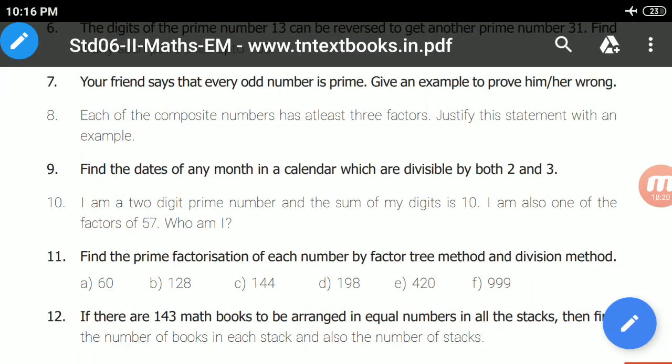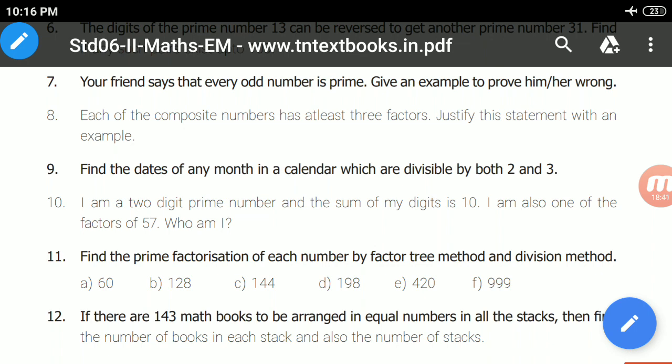I am a 2-digit prime number. The sum of my digits is 10. I am also a factor of 57. Who am I? You should know. I told you, you should know all the prime numbers at least from 1 to 100. They asked you to find a 2-digit prime number where the sum of the digits is 10.